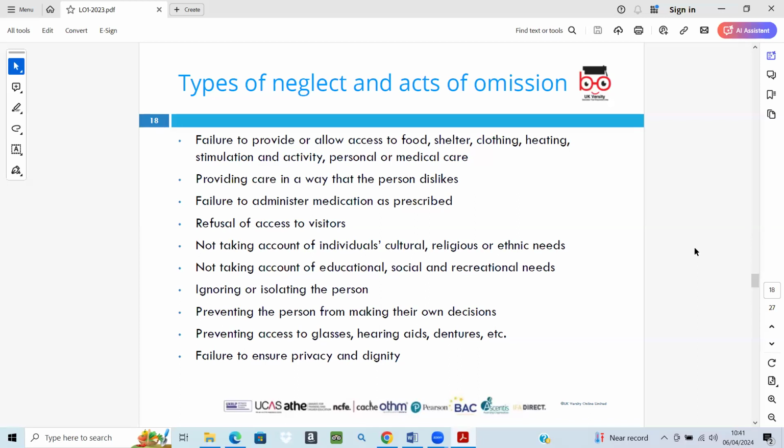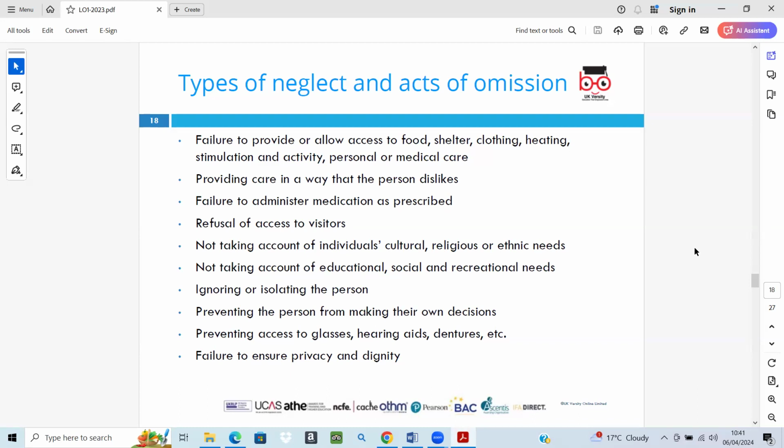Again, these are really very important as a carer, nurse, or anyone involved in health or social care. I have also worked in care homes and nursing homes, plus I've been teaching this, so we always try to take care of the cultural, religious, or ethnic needs of the service user.